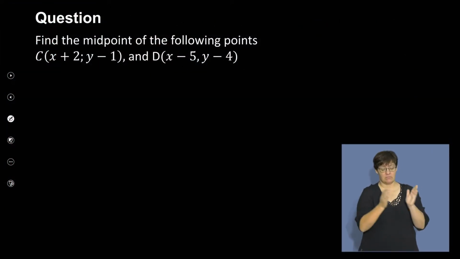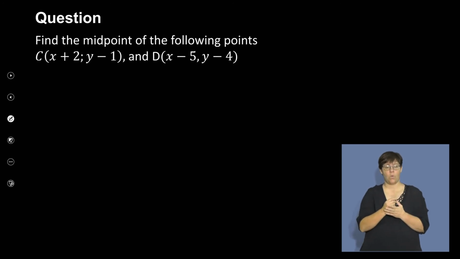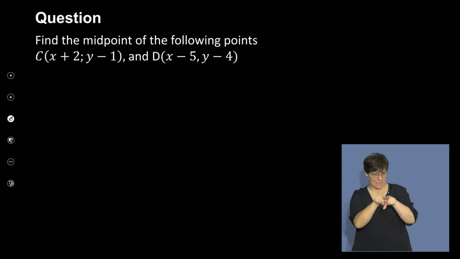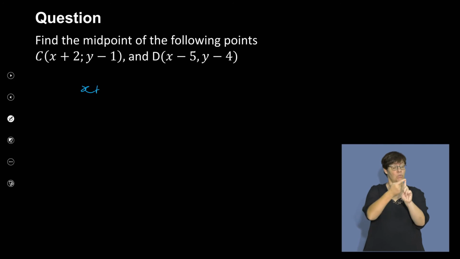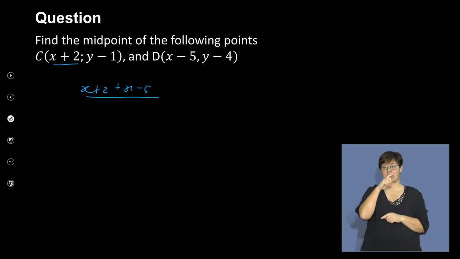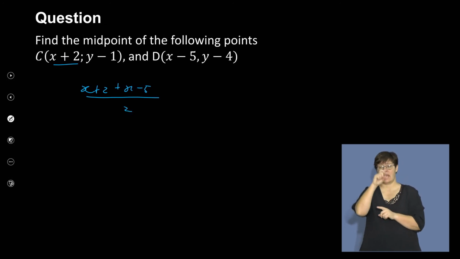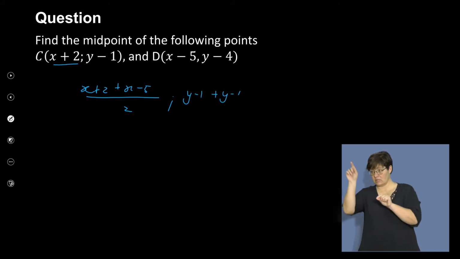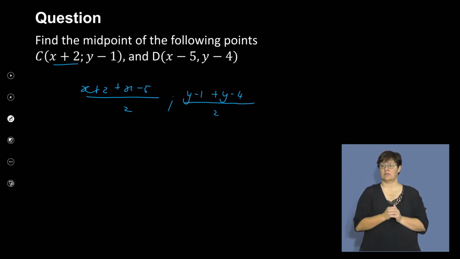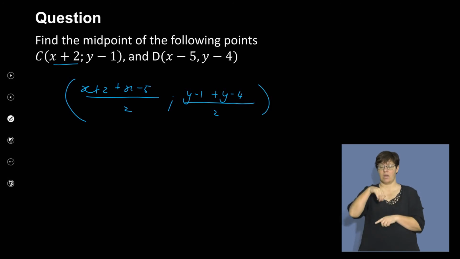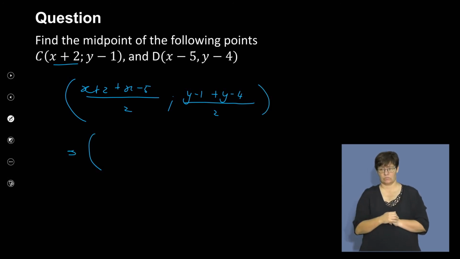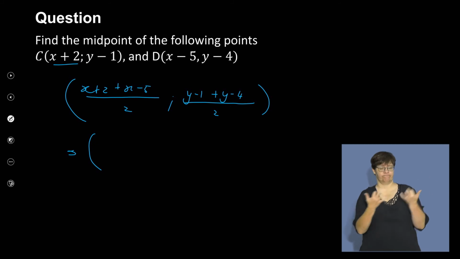Again, exactly like we did with distance, we started with normal points, and now we worked into algebraic points. So that's what we're going to be doing here. The midpoint is going to be the x coordinate plus the x coordinate, and I'm going to divide that by 2. And I'm going to go the y coordinate, add the y coordinate here, and divide that by 2. Now all that remains for me is to simplify.